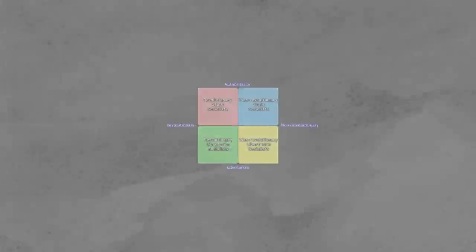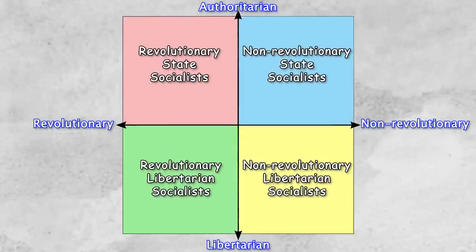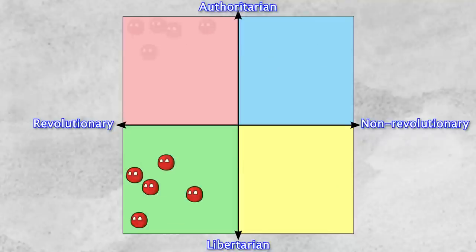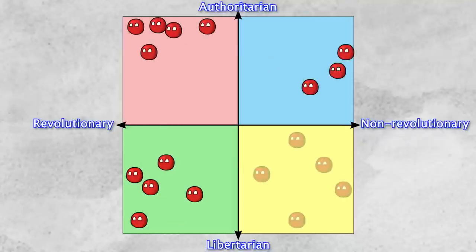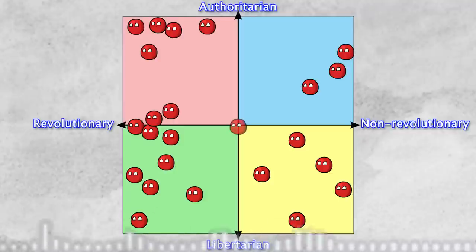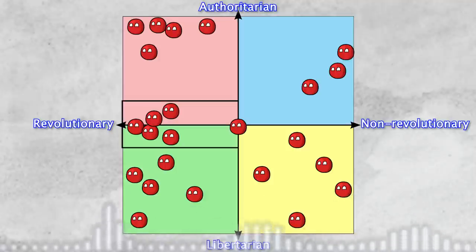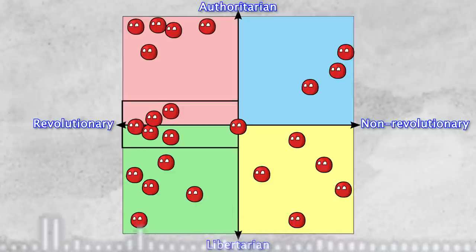So, this is the Socialist Political Compass, and all socialist and communist political philosophies fit somewhere within, and can be mapped onto different locations on the compass. However, even though the Socialist Political Compass has four quadrants, some types of revolutionary socialists are in this borderline zone, between the top left and bottom left quadrants, near the center of the authoritarian versus libertarian spectrum.